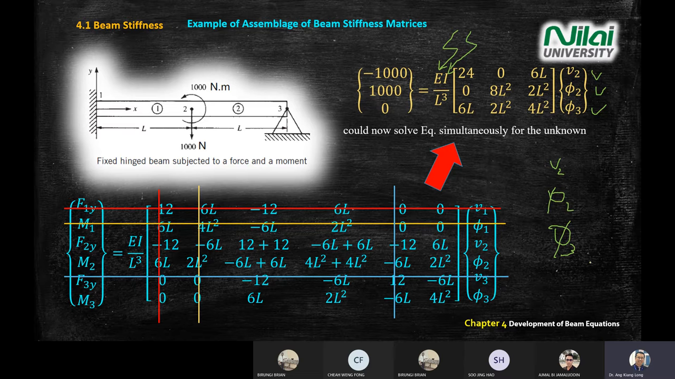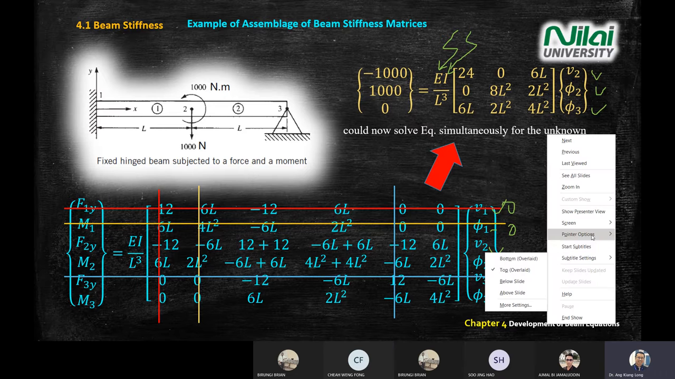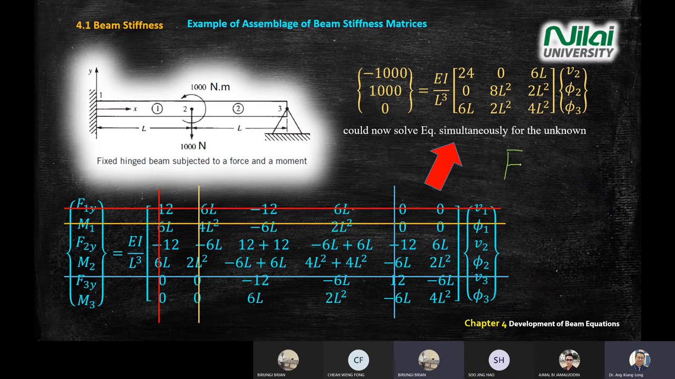Then after that, you substitute back inside here, because this one is 0, this one is 0, you get your V2, you get your rotation 2, this one is 0, you get your rotation 3. You have a full set of F equal to KD. D you get. K is all the constant values you get. You only need to solve for the left hand side. So on the left hand side you have F1Y, M1, M2, M3, and so on. You can solve by just substituting the numbers inside this matrix and you get F1Y.